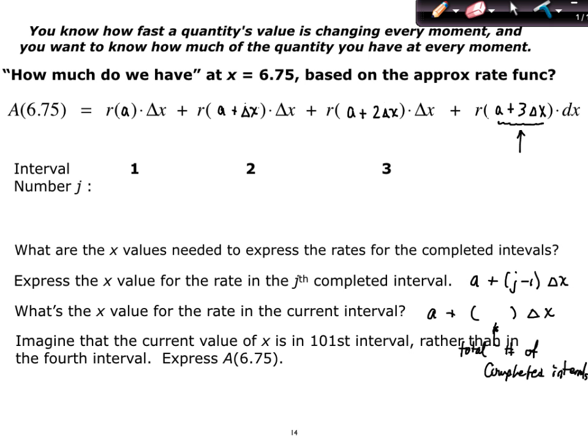Okay, so imagine that the current value of x is in the 101st interval rather than in the 4th interval. Can you express A of 6.75? In that picture that I showed you before, x is somewhere in the middle of the 101st interval. So I want you to express A of 6.75 if that's the case. Try that again. That's better. Okay, go. Work on this. How could you express A of 6.75 if the current value of x, 6.75, is in the 101st interval?